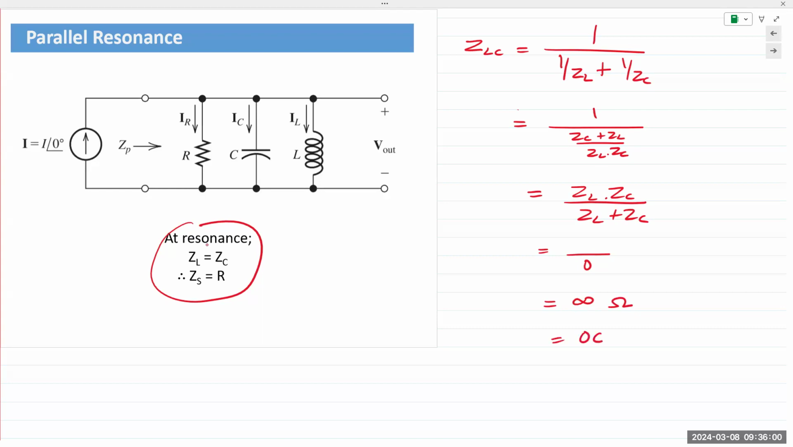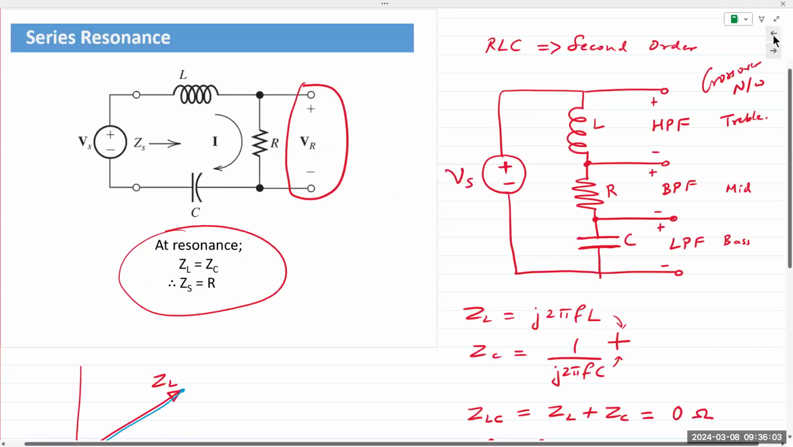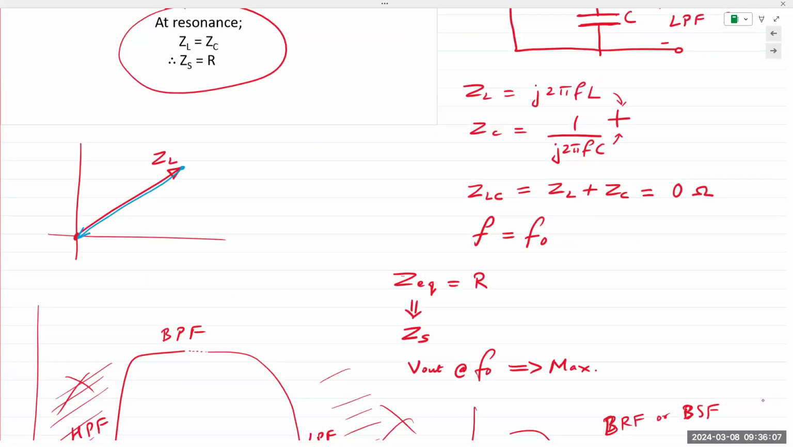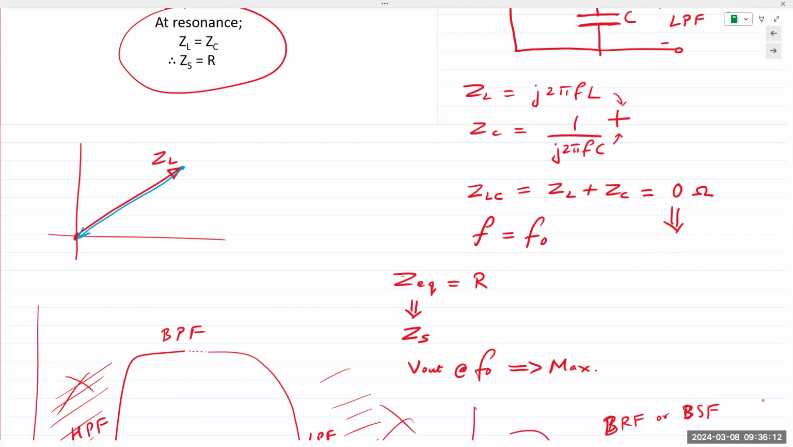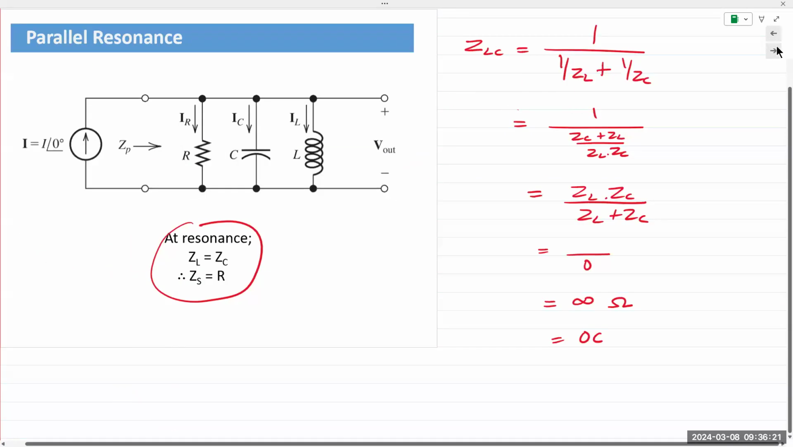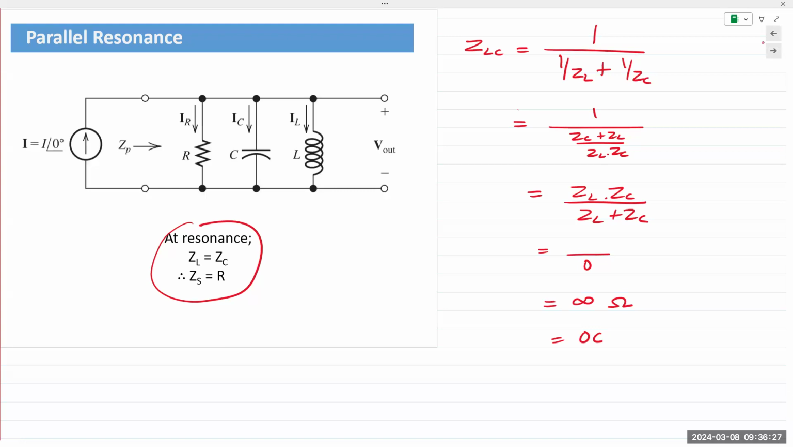Oh, that's one thing I missed previously. In series resonance, because ZL plus ZC goes to 0, it behaves like a short circuit, SC. Okay, it behaves like a short circuit in series. And in a parallel resonance, the combined effect of the impedance of the capacitors and inductors behaves like an open circuit because it tends towards infinity.